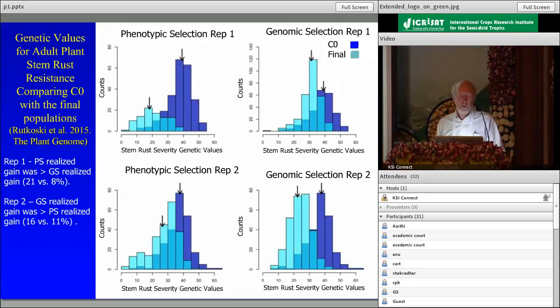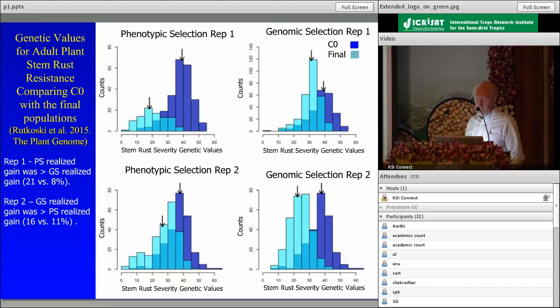These are the results from our genomic selection versus phenotypic selection for adult plant stem rust resistance. Remember, we only had time to do 1 cycle of phenotypic selection. We did 2 cycles of genomic selection, and we had 2 replicates. In Rep 1, shown on the top here, the phenotypic selection realized gain was greater than the genomic selection gain, whereas in Rep 2, it was just the opposite.